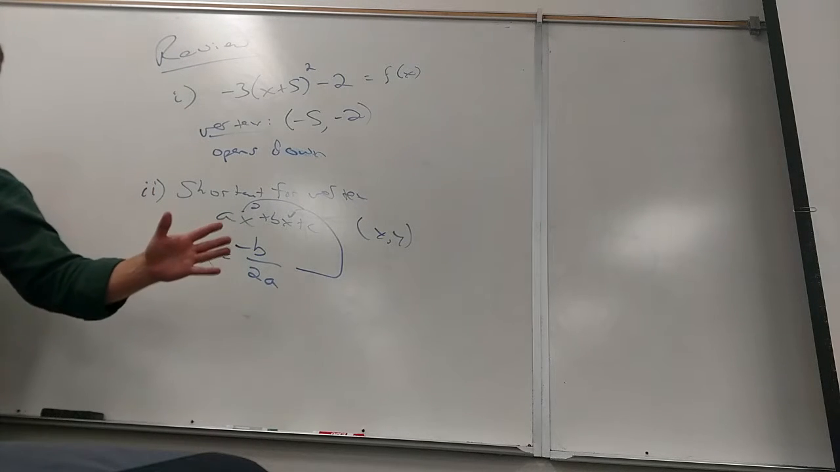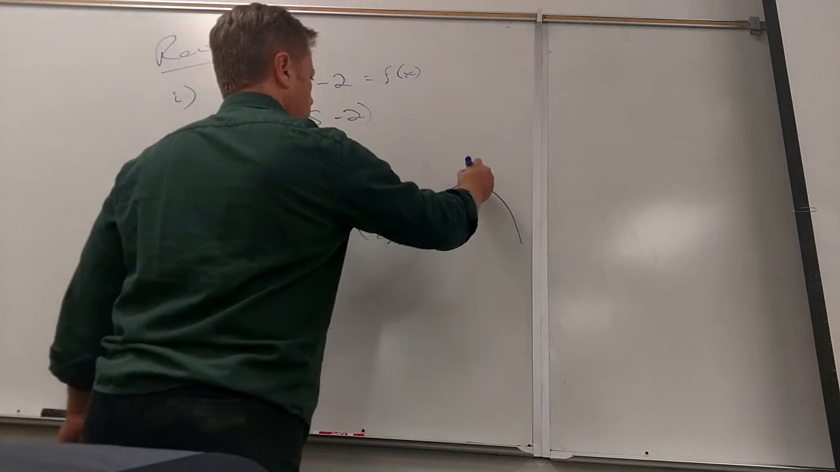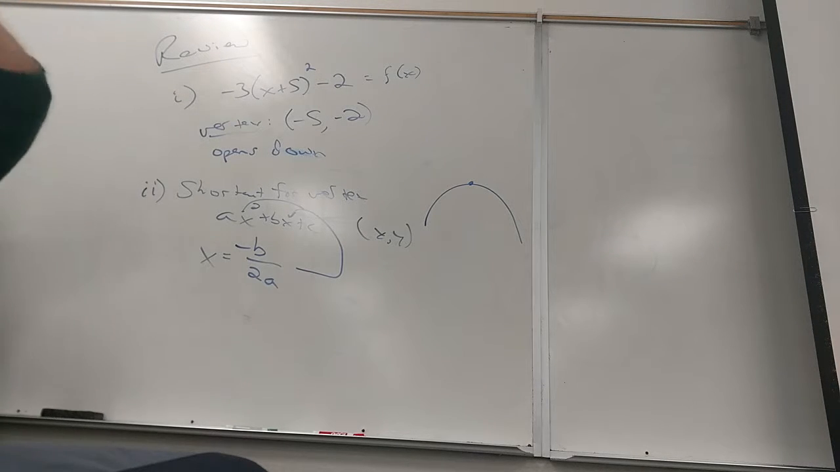So that's a shortcut to get the vertex. And then physically, what's the vertex mean? If this is me throwing a ball, what would that vertex mean? That is the highest point that the ball hits on its trajectory. I like it.